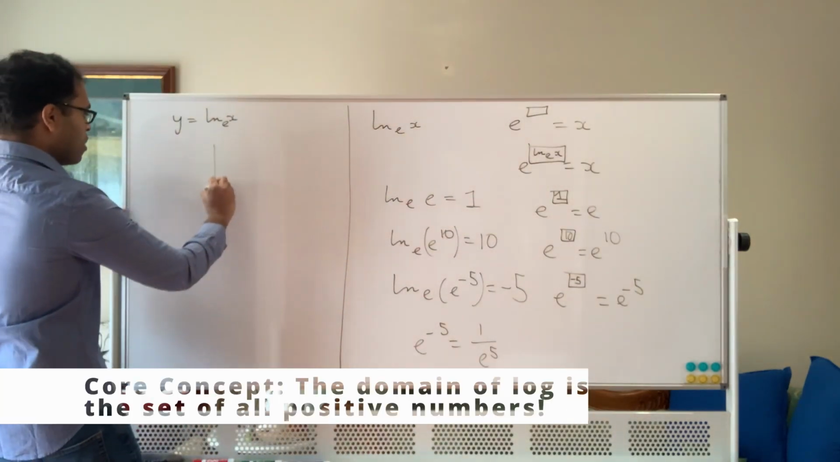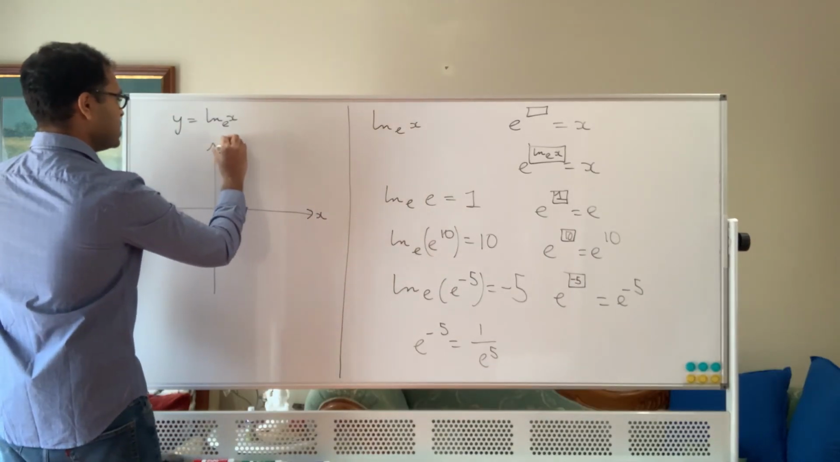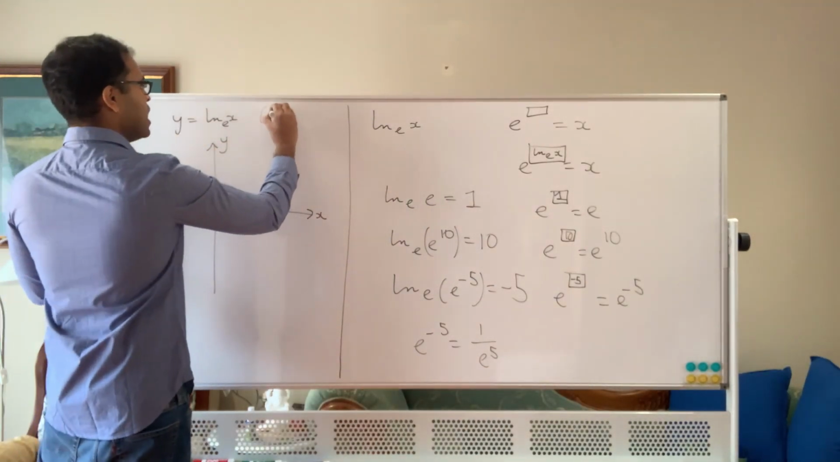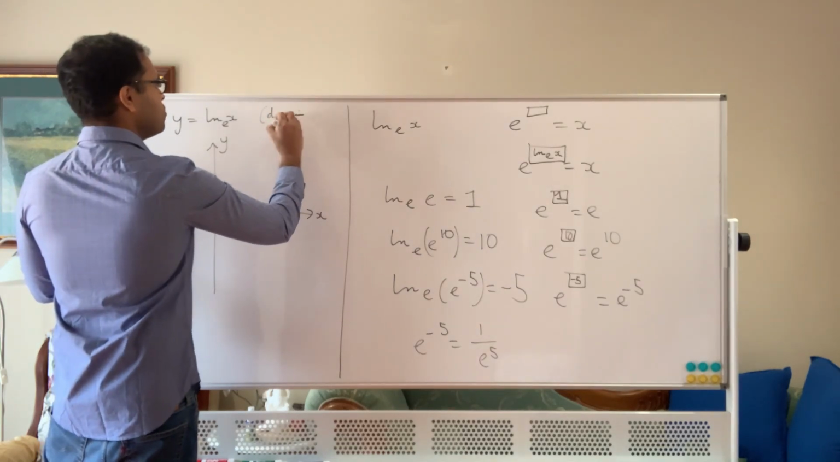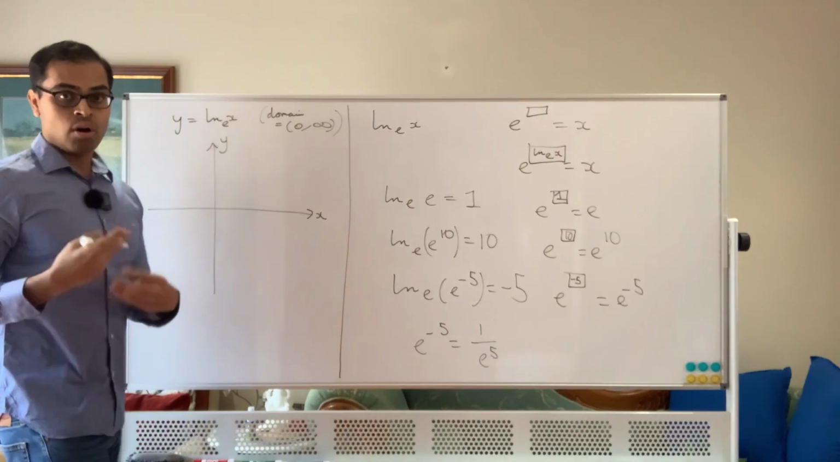So here we can draw the graph of log. We've got the x-axis here, the y-axis here. The domain is going to be all positive x, so I'm going to write the domain as the interval 0 to infinity. These are all numbers between 0 and infinity, so all positive numbers.